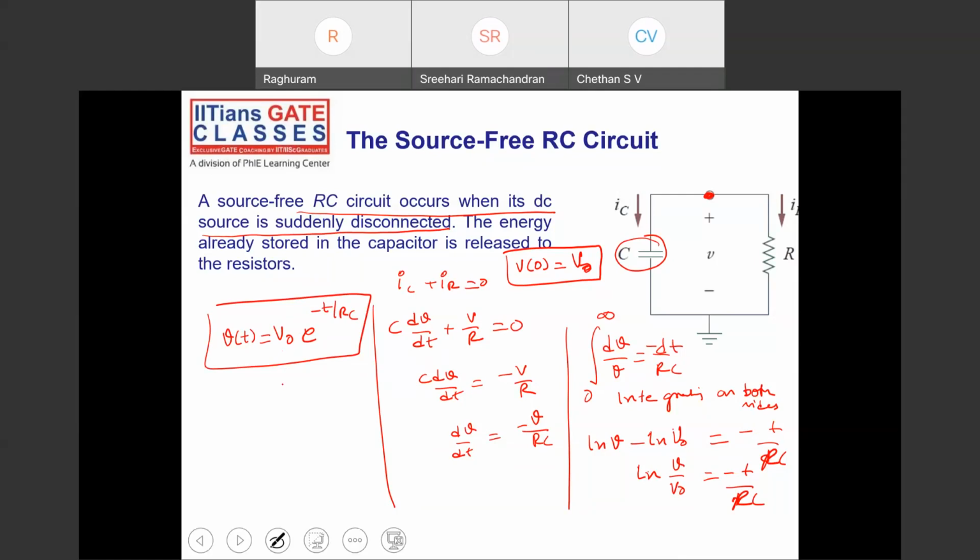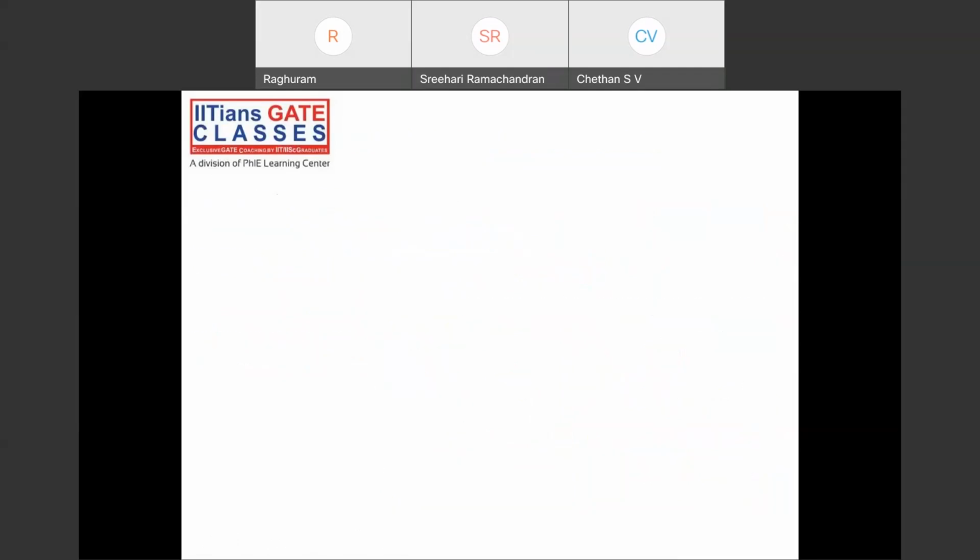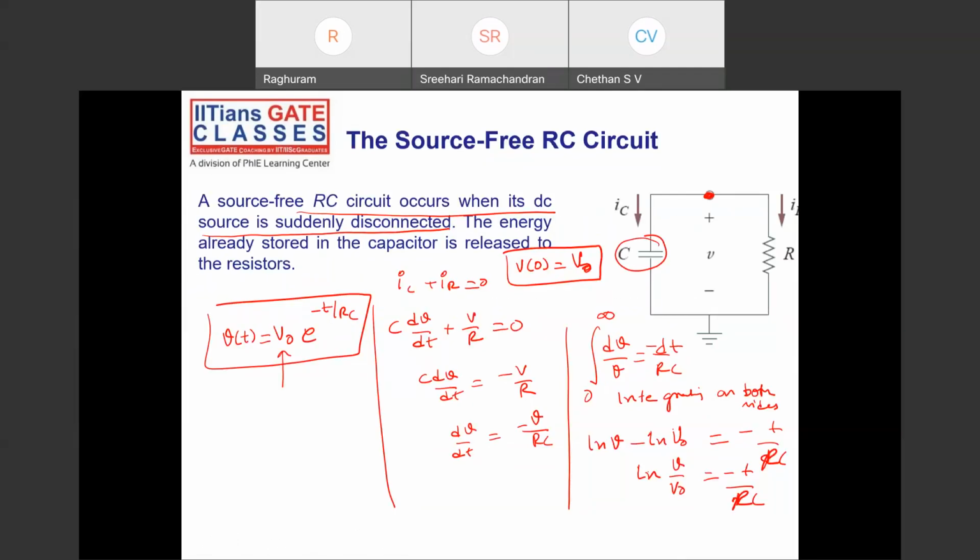V naught is the initial voltage, the voltage to which the capacitor is charged. And what is t? It's the instantaneous time. RC.